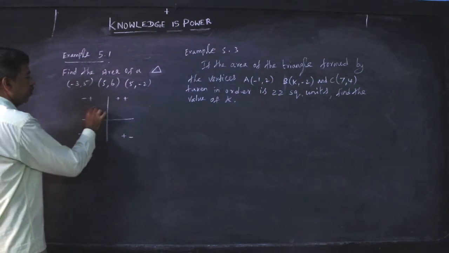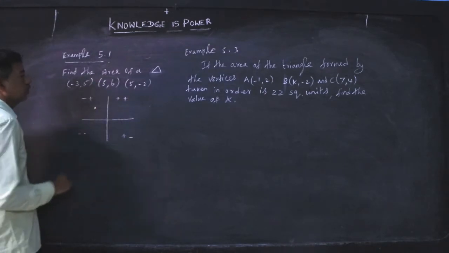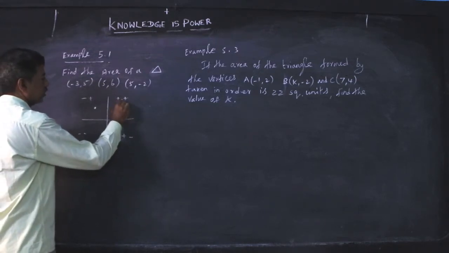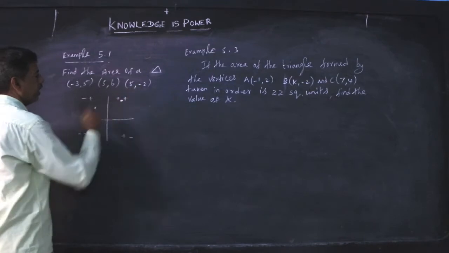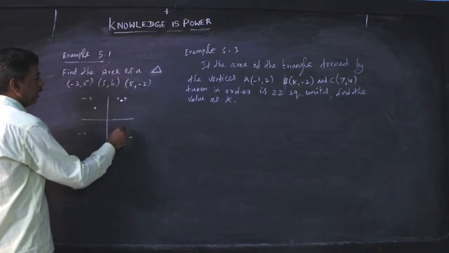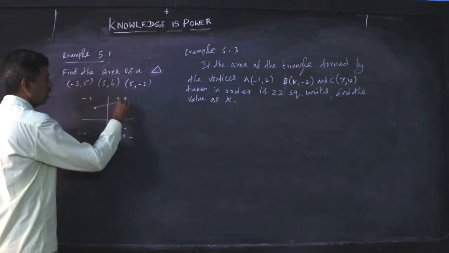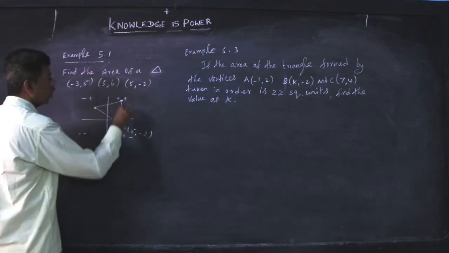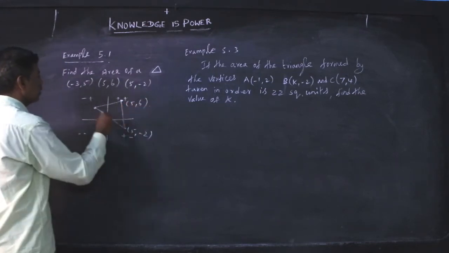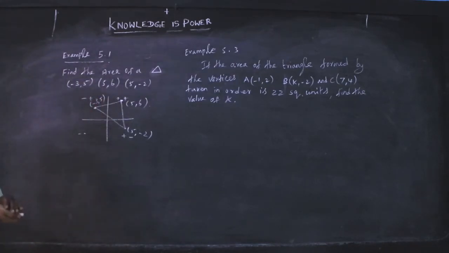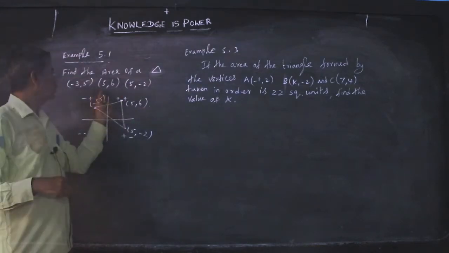Then 5 comma 6: x axis 5, y axis 6. Then 5 comma minus 2: x axis 5, y axis minus 2. So first you arrange these in one order. This will be 5 comma minus 2, this will be 5 comma 6, and this will be minus 3 comma 5. You take it in any one order, counter clockwise.